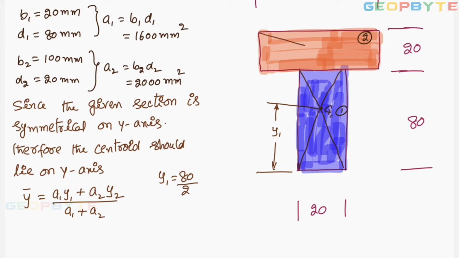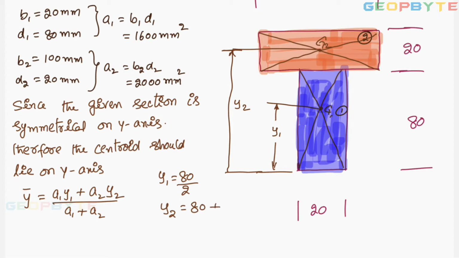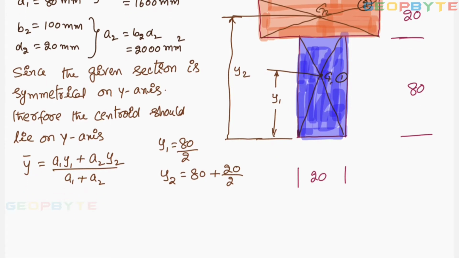Similarly, join the diagonals for section 2. These two are meeting somewhere at this location. Then that is the G2, center of gravity for section 2. This is the y2. Here y2 equal to 80 plus 20 by 2. Then you put all these values for getting the y bar.